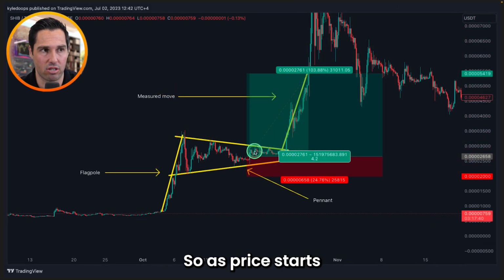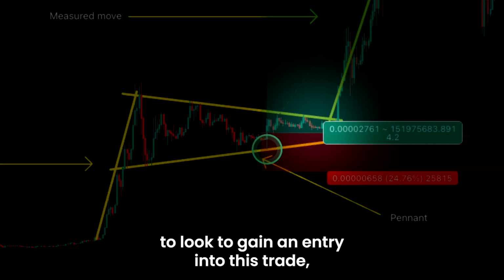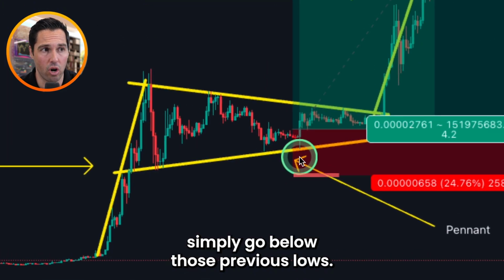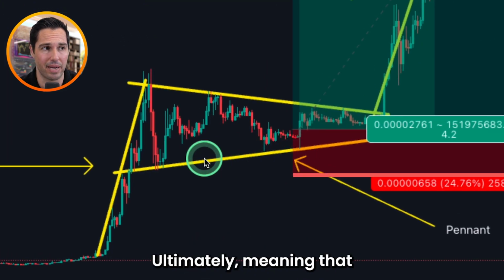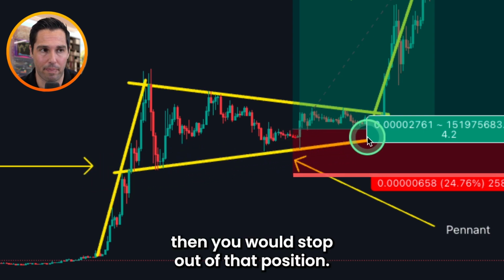So as price starts to grind against this resistance over here, this would be round about when I would start to look to gain an entry into this trade. Your stop loss would simply go below those previous lows, ultimately meaning that if price breaks down this trend line, then you would stop out of that position.